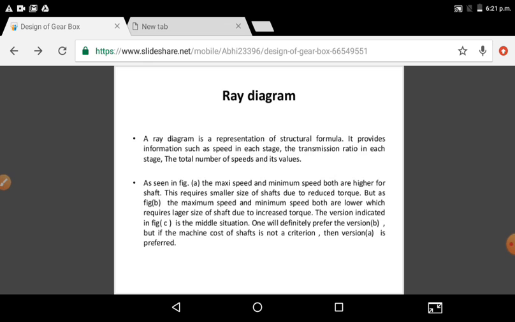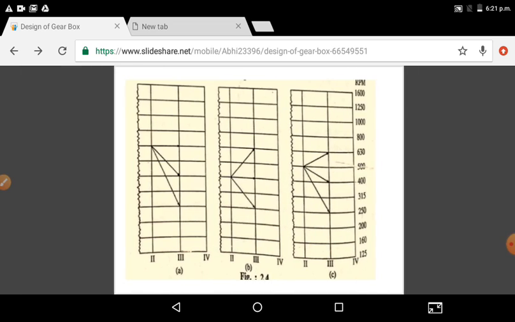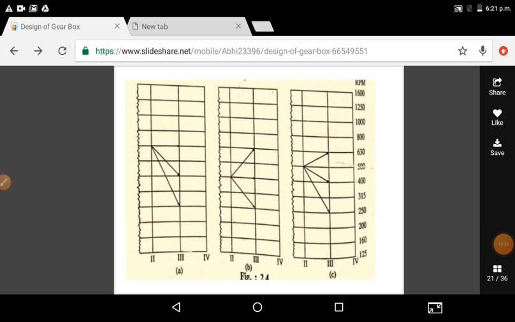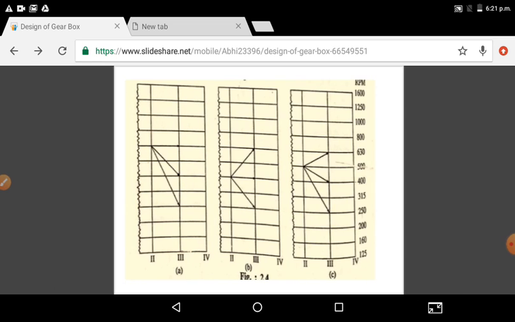The version indicated in the third figure is a middle situation. One will definitely prefer version B, but if the machining cost of the shaft is not a criterion, version A is preferred, right? So this is the ray diagram, where we can decide which version we have to follow according to our maximum speed and the high torque whatever we require, right? So these are all the steps we have to follow to design or construct the gearbox.